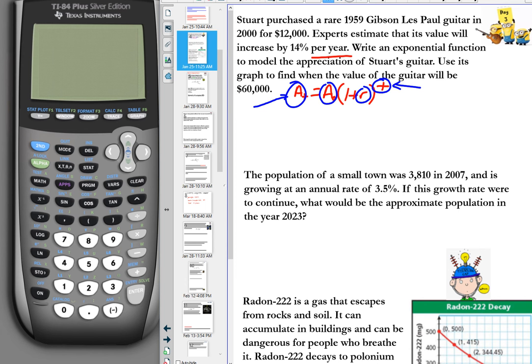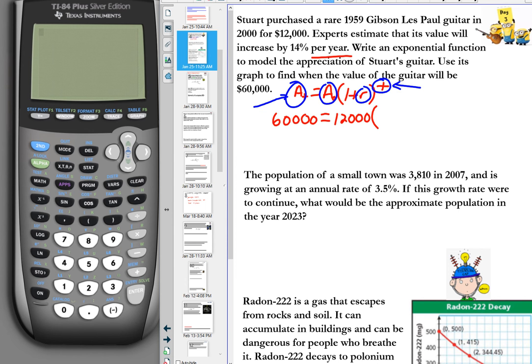What's the difference? Well, where is that time located? It's in the exponent. So we're going to have to learn how to get rid of a base. Let's go ahead and plug in some numbers so maybe this will make more sense to you. So the final amount, what's the final amount of the guitar? 60,000. What's the initial amount? How much do we buy it for? 12,000.